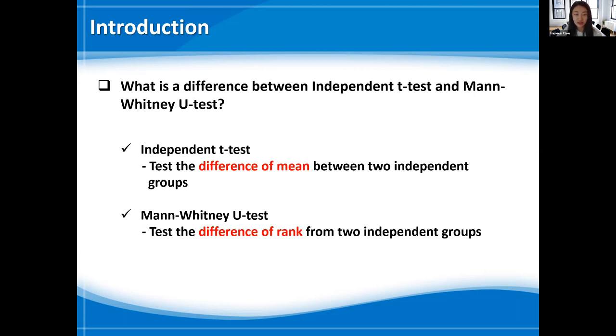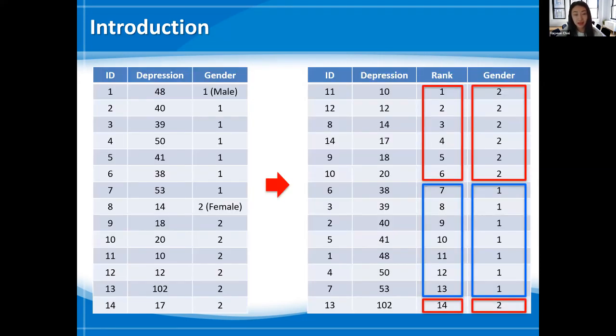The independent t-test tests the difference of mean between two independent groups, while the Mann-Whitney U-test tests the difference of rank from two independent groups. In this test, we are still going to be ranking all of the data, but no longer are we interested in the differences. We are just going to rank the scores from smallest to largest. So the smallest score is 10. So this gets rank of 1. The next one goes up to 12, and that's rank 2.